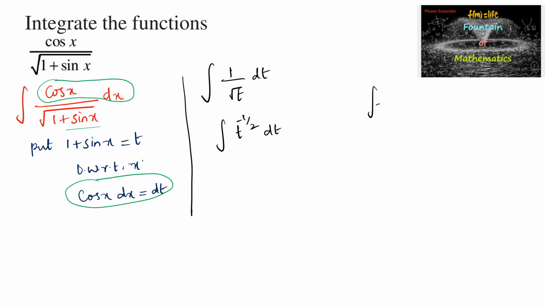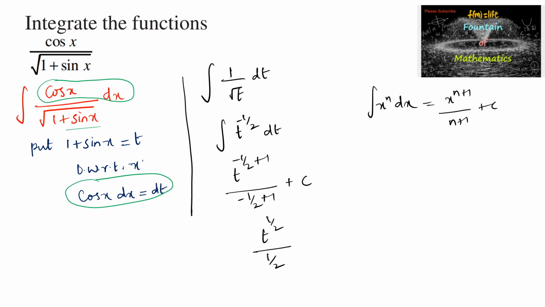By using the formula, integration of x power n is equal to x power n plus 1 upon n plus 1 plus c, we can write integral t power minus 1 by 2 is equal to t power minus 1 by 2 plus 1 upon minus 1 by 2 plus 1 plus c, or t to the power of 1 by 2 divided by 1 by 2 plus c, or 2 times t power 1 by 2. We can write (1 plus sin x) whole power 1 by 2 plus c, or 2 root of 1 plus sin x plus c is the answer.